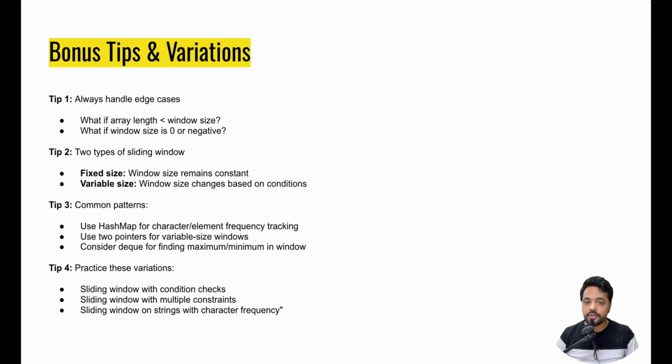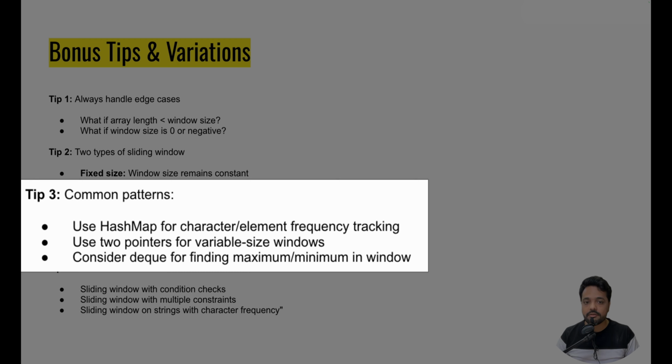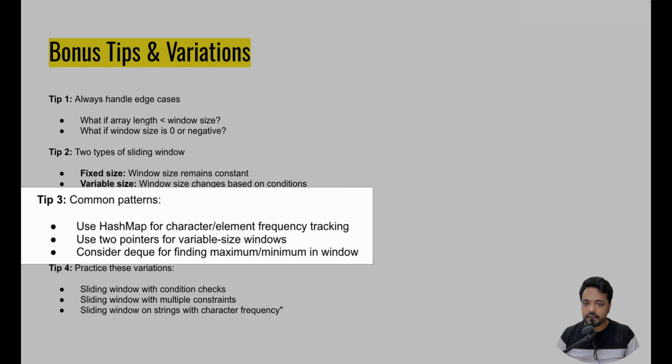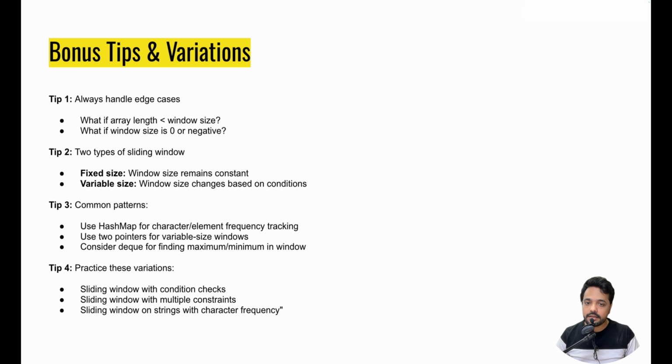Third, know the common tools used inside sliding window problems. Use a hash map when you need to track character or element frequencies. Use two pointers for variable size windows where one pointer expands and the other shrinks. And if you are looking for the max or minimum inside a window, a deque is your best friend. If you remember these patterns, most challenges will start looking familiar.